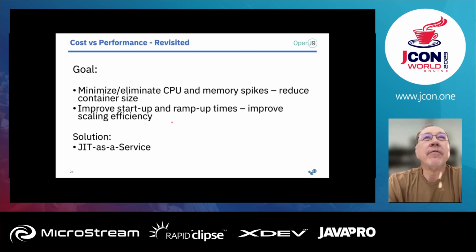So in order to solve this issue, we have a goal. We have to minimize or eliminate our CPU and memory spikes so we can reduce that container size. And we also have to improve our startup and ramp-up times to improve scaling efficiency. And the solution I'm proposing is JIT as a service.